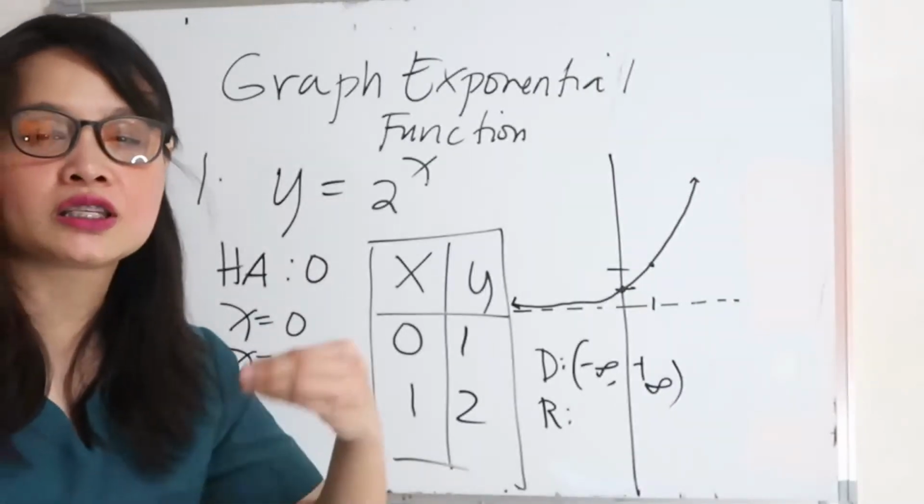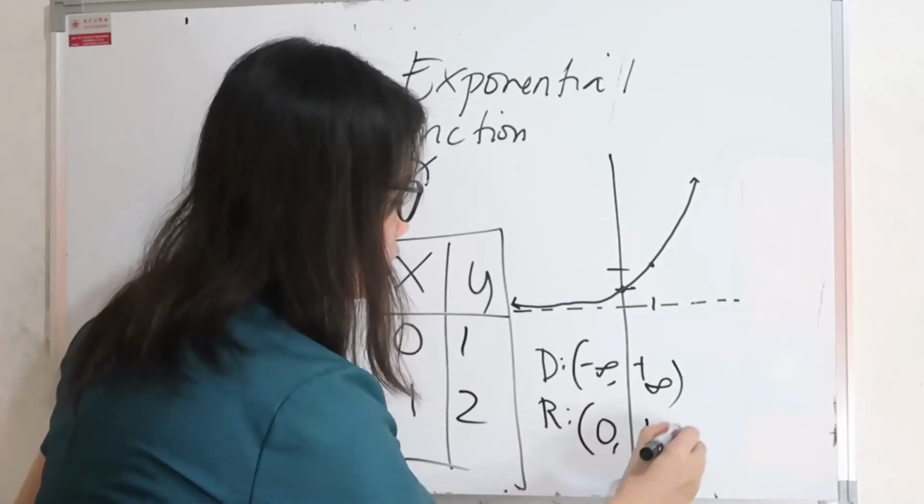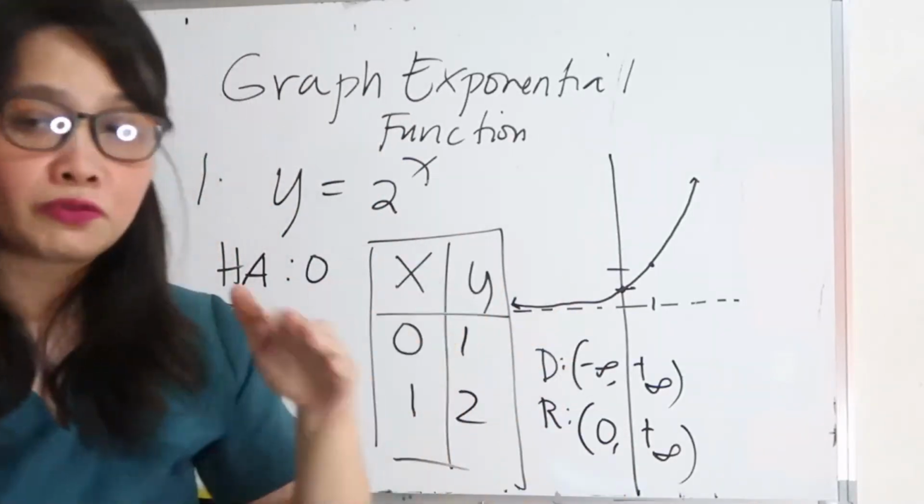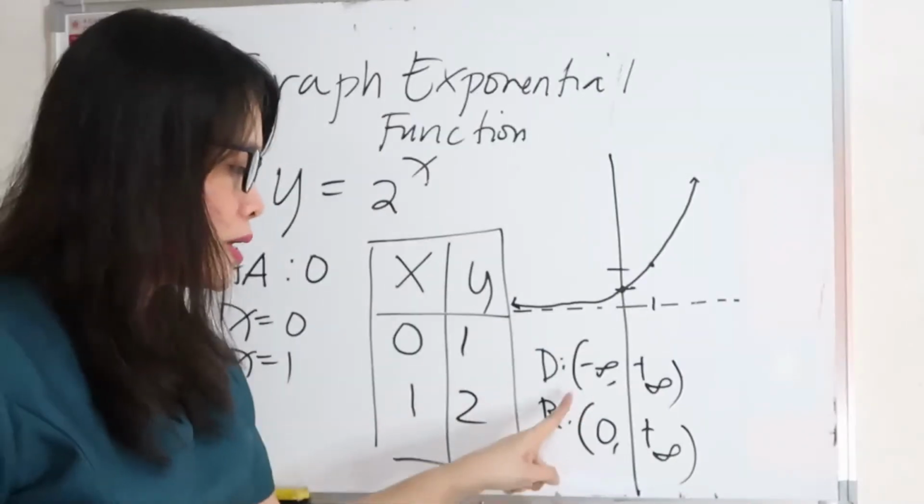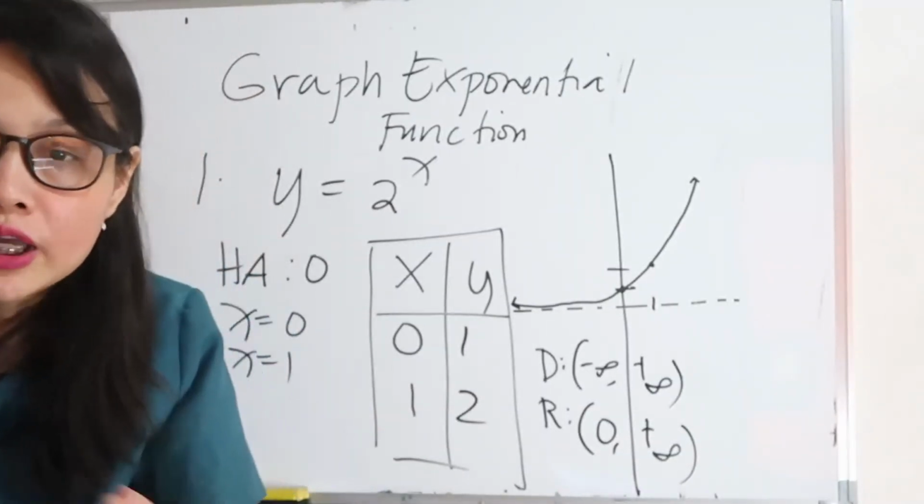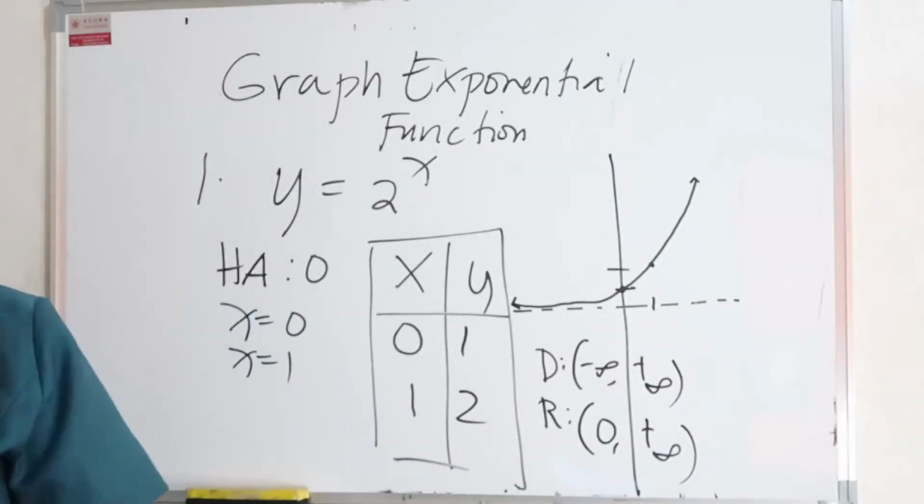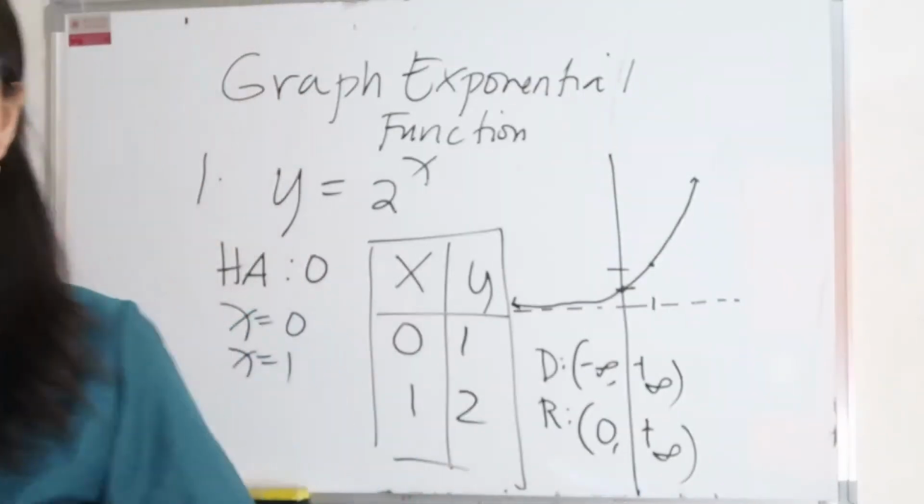Okay, very good. So that will be 0 going up, 0 to positive infinity. Use a parenthesis at 0, because 0 is your asymptote. It's not included. That's your horizontal asymptote. So that will be 0 to positive infinity. So that's how we graph an exponential function.